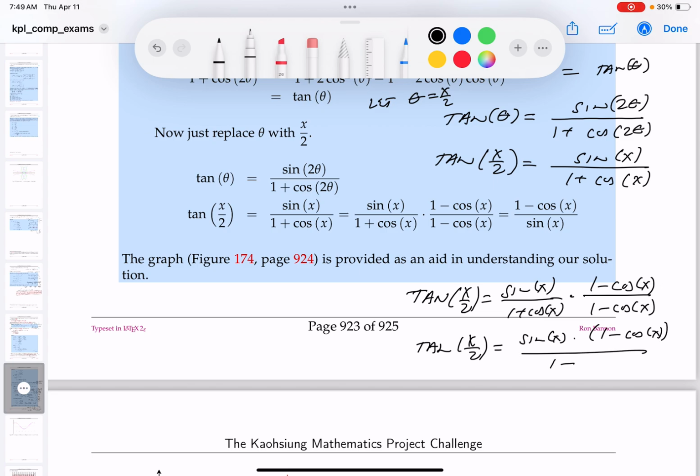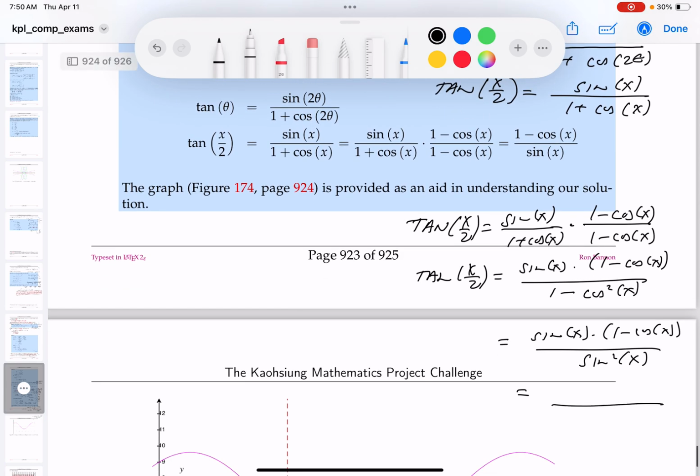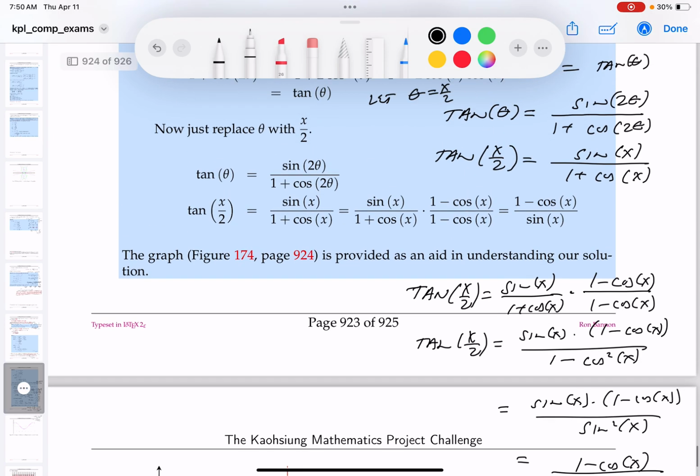What do you get at the bottom? You get 1 minus cosine squared x. They're conjugates, by the way. What do you get there? You get sine x. And then you get 1 minus cosine x. On bottom, you get sine squared. Pythagorean identity. You get a conditional cancellation. This will be sine. And on top you get 1 minus cosine x.